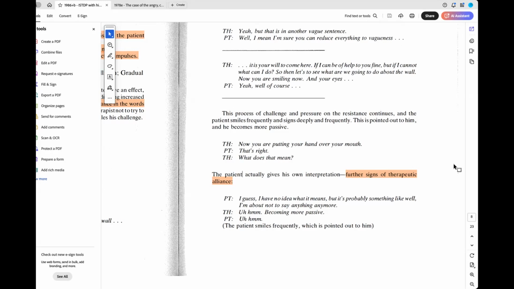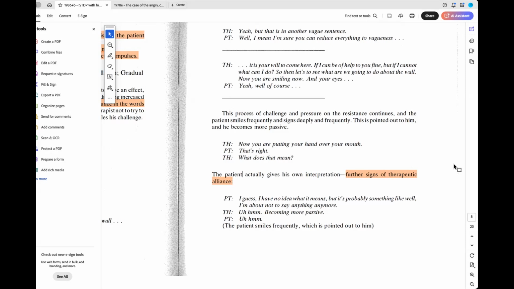So the interpretation is that he's not going to say anything and that he's becoming more passive. So I think that there is an important principle in operation, which is that even in the midst of heavy pressure and challenge, appealing to the alliance by asking for the meaning of a given patient behavior can further the treatment and enlist the patient in addressing their own resistance.